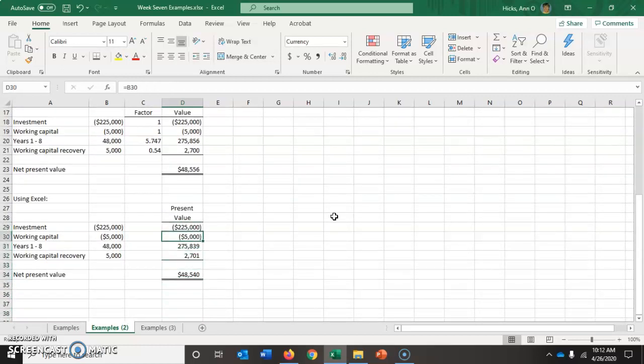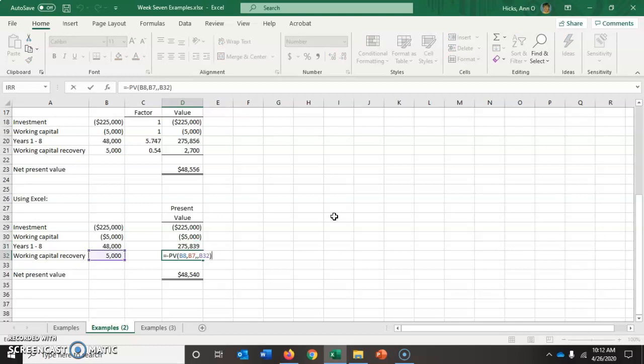And then I did the same calculation using Excel. The investment and working capital are the same. The payment, but the present value is the same as the cash flow. The annuity is the same calculation that I did in the previous example. And then the working capital recovery is still the present value equation, but you'll notice now instead of having a payment, we have the $5,000 future value. And I come down to a number that's very similar to the one with the tables.